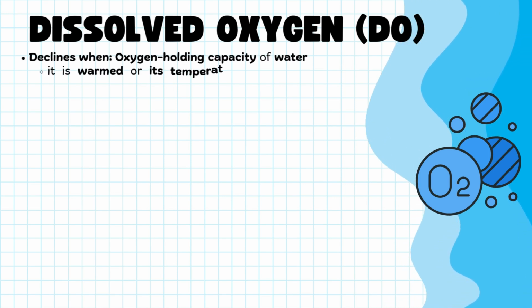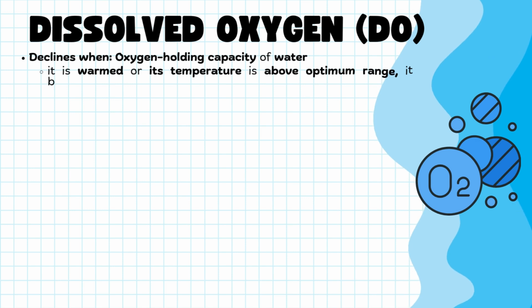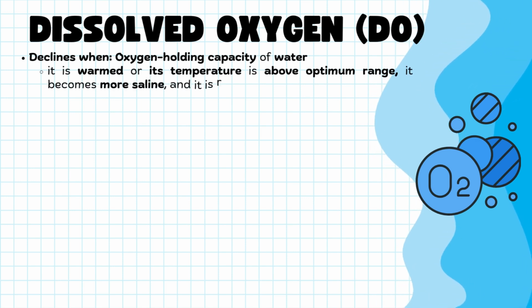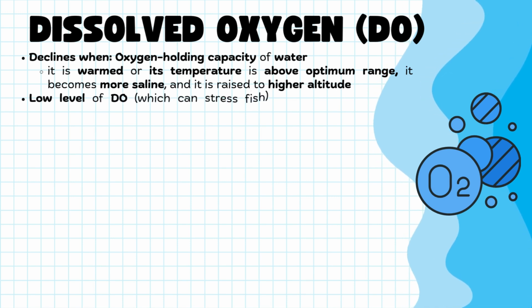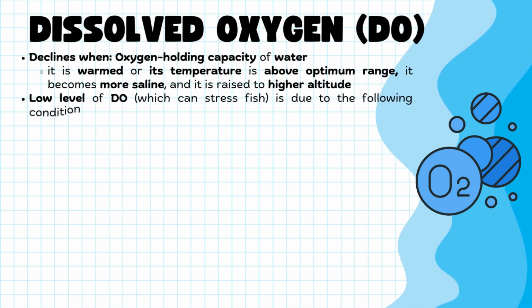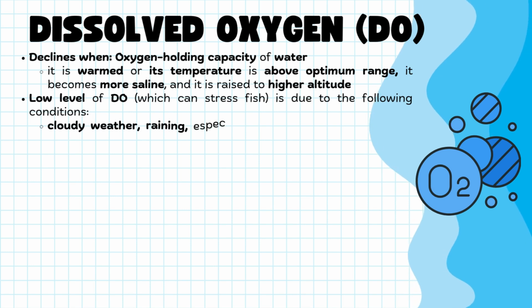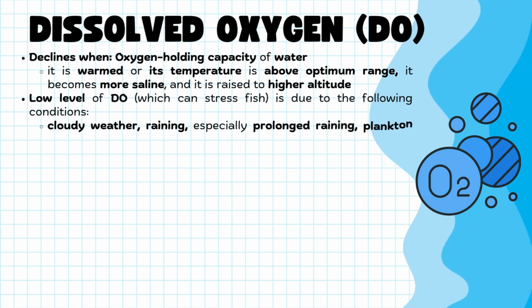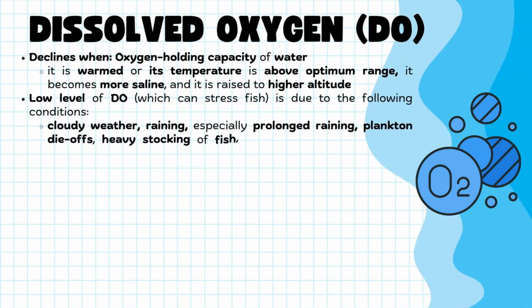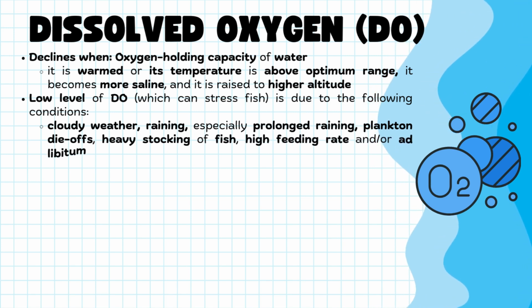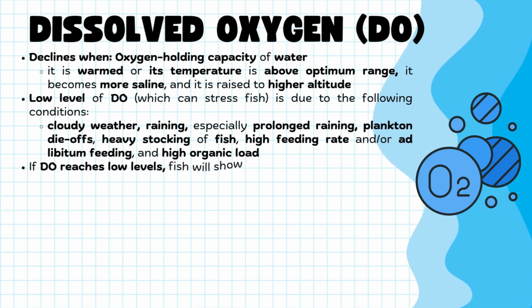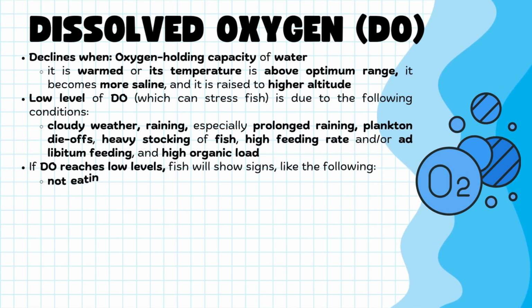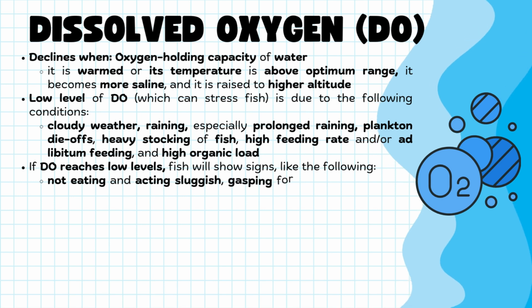So dissolved oxygen levels can decline due to various factors affecting fish health and aquaculture productivity. So first one is high temperature. Warm water holds less oxygen, and with high salinity, more saline water retains less oxygen, and at high altitude, less atmospheric pressure reduces DO levels. So let's talk about what causes low DO levels.